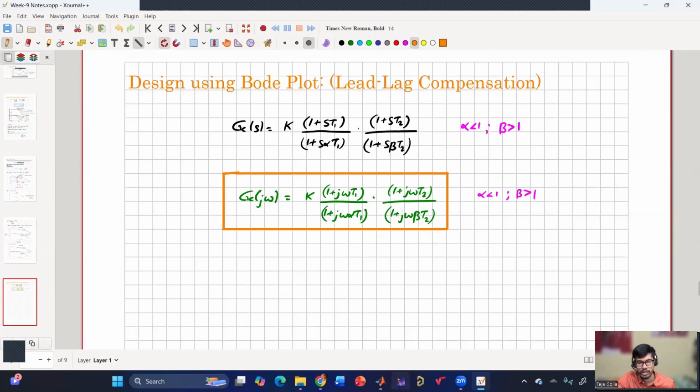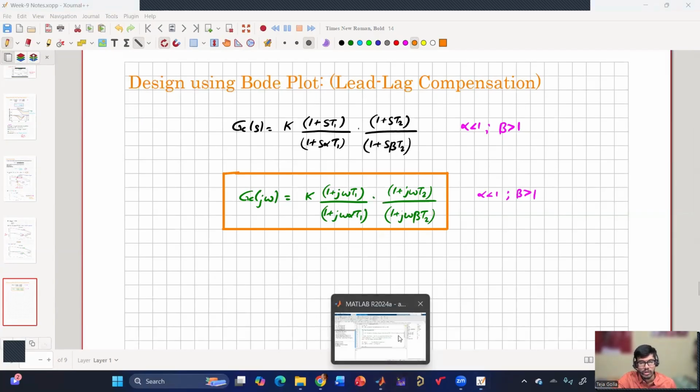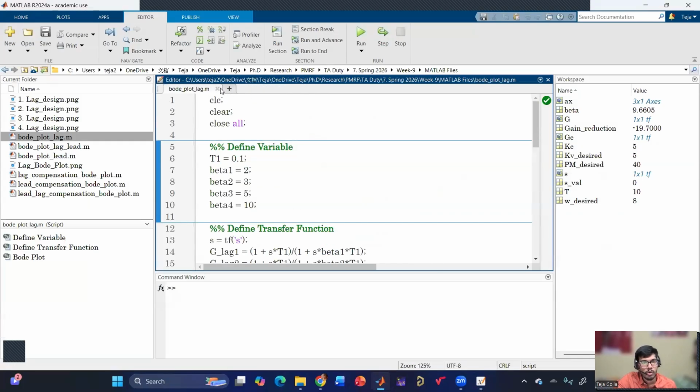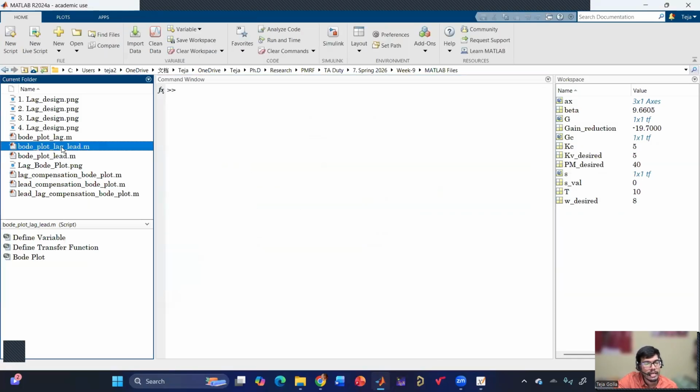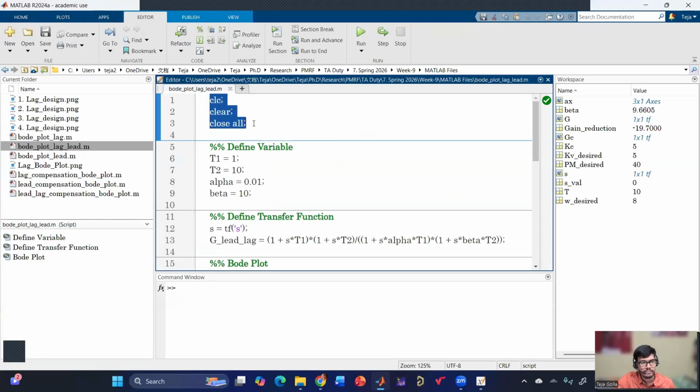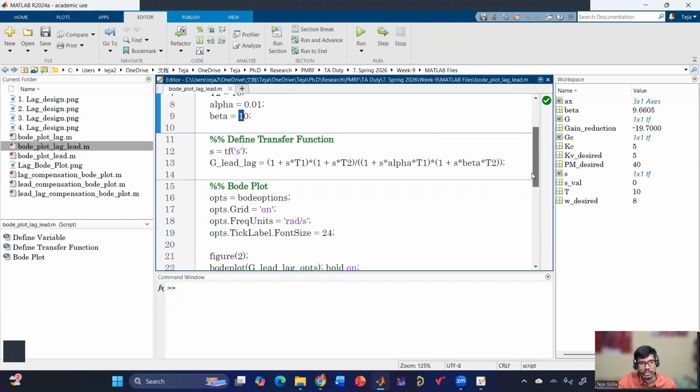And again, I have written one MATLAB code for this, let me close this. So the Bode plot of lag lead. So same thing, I'm clearing the workspace as well as the command window and all the figures. Then I have considered T1 to be 1 for the lead and T2 to be 10, which means 1 by T2 is 0.1. Same as whatever I have done in the lag compensator design, same thing, 0.1. And alpha to be 0.01, beta to be 10. And then I'm plotting this.